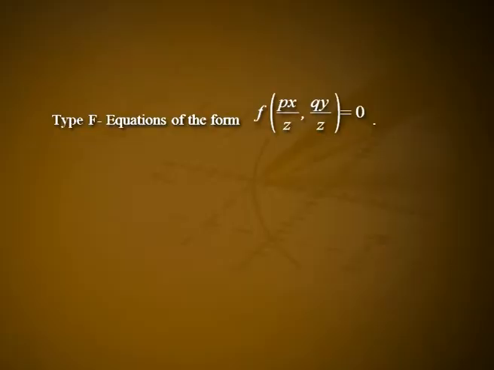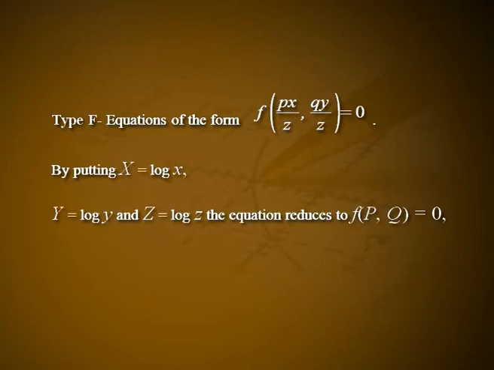Type F. Equations of the form f of (p into x by z, comma, q into y by z) is equal to 0. By putting capital X is equal to log x, capital Y is equal to log y and capital Z is equal to log z, the equation reduces to f of capital P, comma, capital Q is equal to 0, where capital P is equal to dou capital Z by dou capital X and capital Q is equal to dou capital Z by dou capital Y.